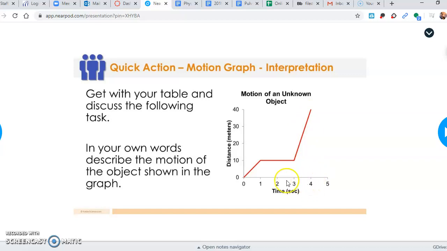Notice that over 1 second, they end up going a distance of 30 meters. So now they're going fast. So when the line starts to go up steep like this, they're going fast. So a constant speed, a stop, and then going fast.